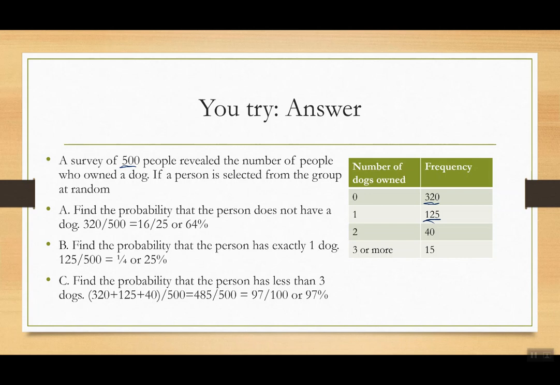The last one says less than 3. So for less than 3, you could add 320, 125, and 40, and that would give you 485. Or you could say 3 or more was 15, so do 500 minus 15. Either way, you get the same number. 485 over 500 says 97% of those surveyed had less than 3, right? They didn't have more than 3. So less than 3 dogs was 97%.